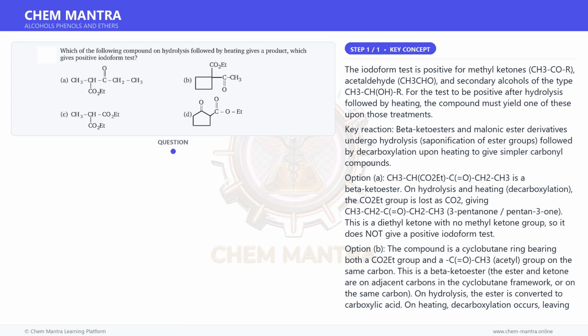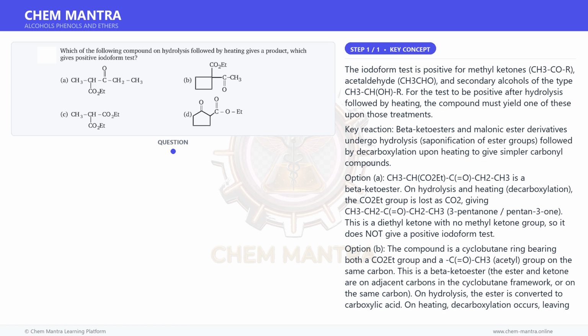Option A: CH3CH(CO2Et)C=O, CH2CH3 is a beta-ketoester. On hydrolysis and heating, decarboxylation, the CO2Et group is lost as CO2, giving CH3CH2C=O, CH2CH3, 3-pentanone. This is a diethyl ketone with no methyl ketone group, so it does not give a positive iodoform test.